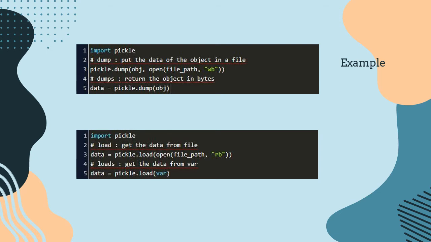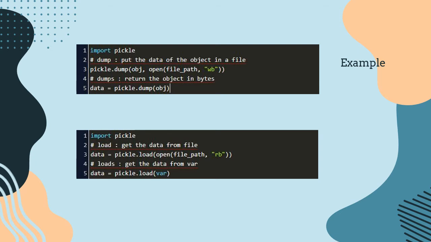We have learned about the absolute path and the relative path, right? If our file is in the place where Python is installed, then we don't have to give the detailed path. If your file is elsewhere in your system, then you have to give the detailed path. Then it should be opened in the binary write mode. Then data is equal to pickle.dump(object).